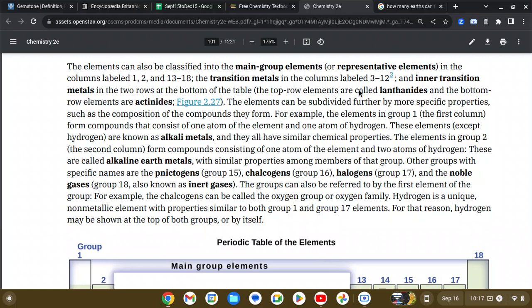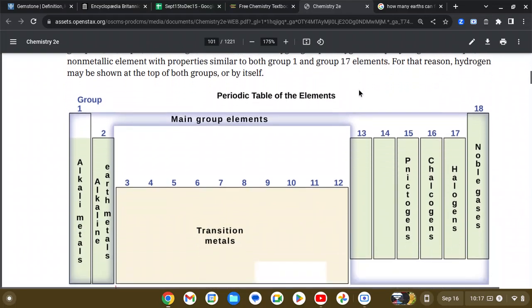Other groups with specific names are the pnictogens, group 15, the chalcogens, group 16, the halogens, group 17, and the noble gases, group 18, also known as inert gases. The groups can also be referred to by the first element of the group. For example, the chalcogens can be called the oxygen group or oxygen family. Hydrogen is a unique nonmetallic element with properties similar to both group 1 and group 17 elements. For that reason, hydrogen may be shown at the top of both groups or by itself.